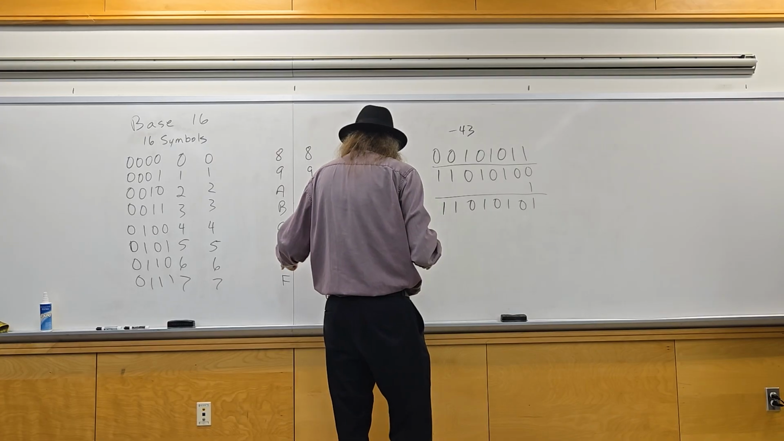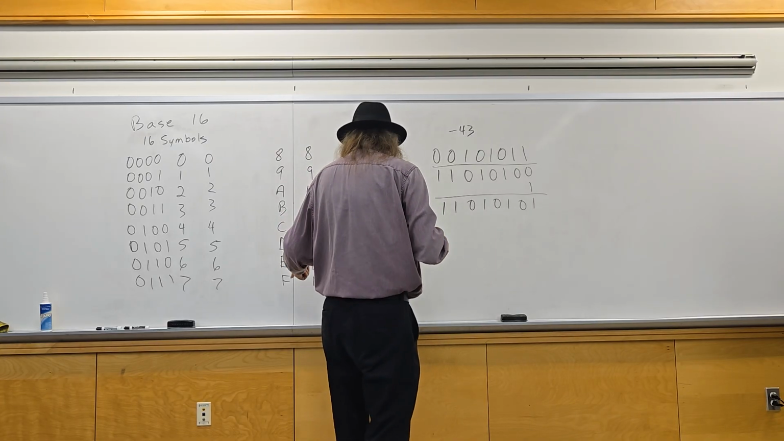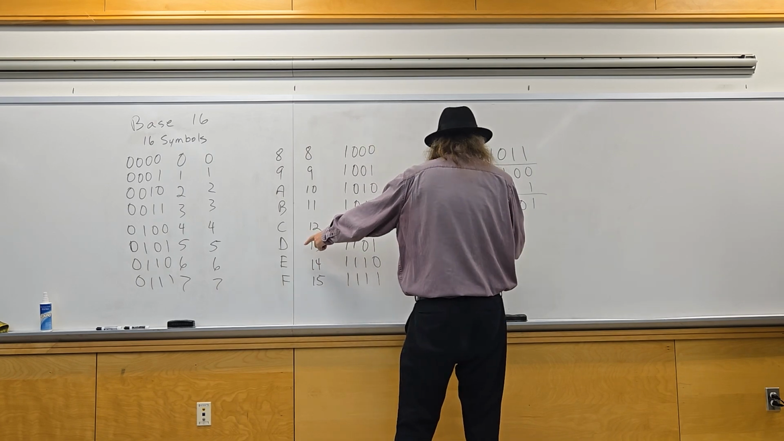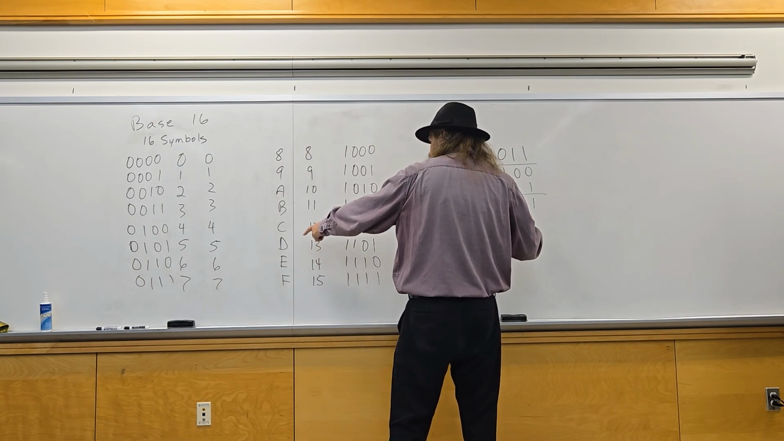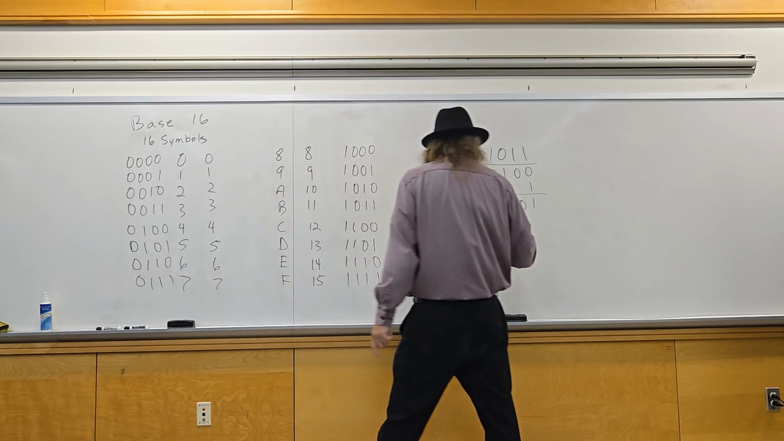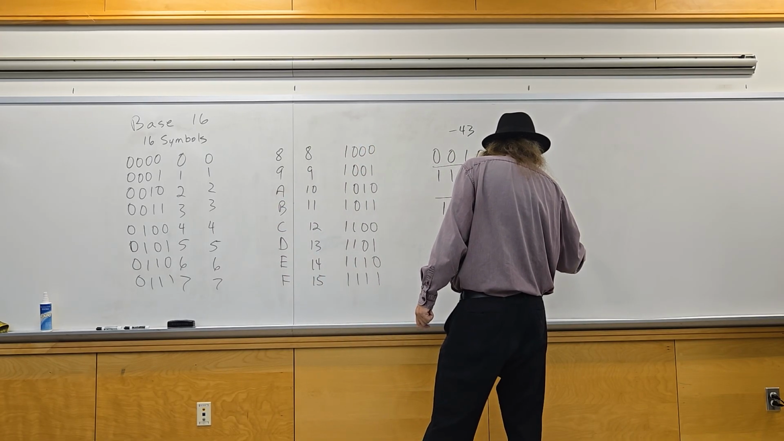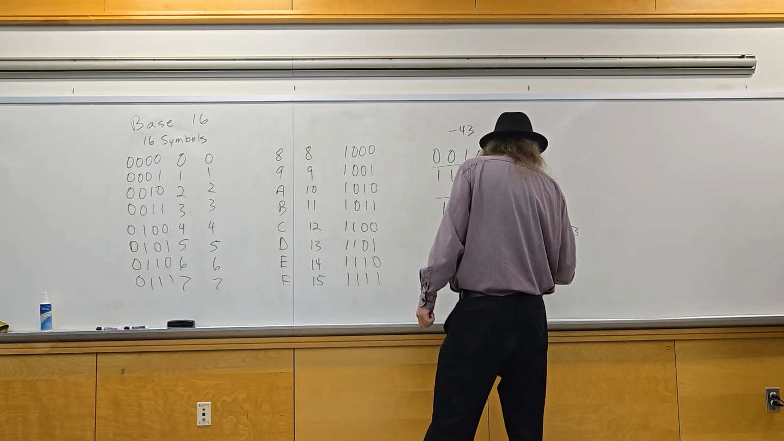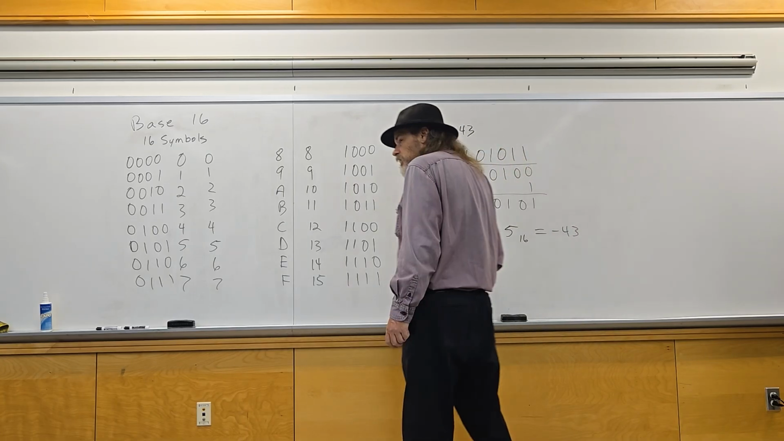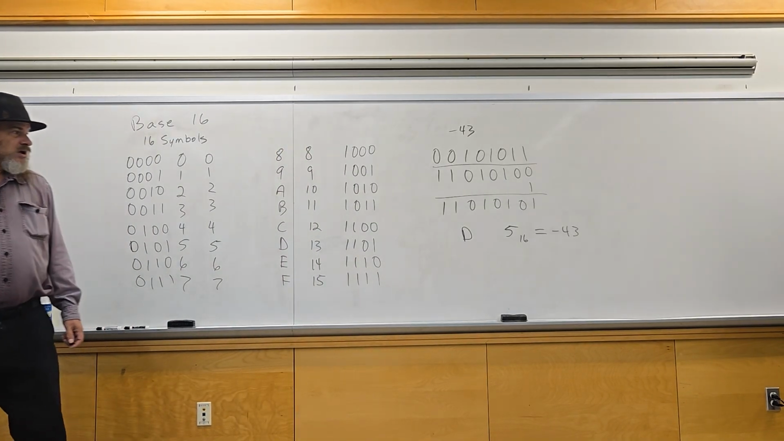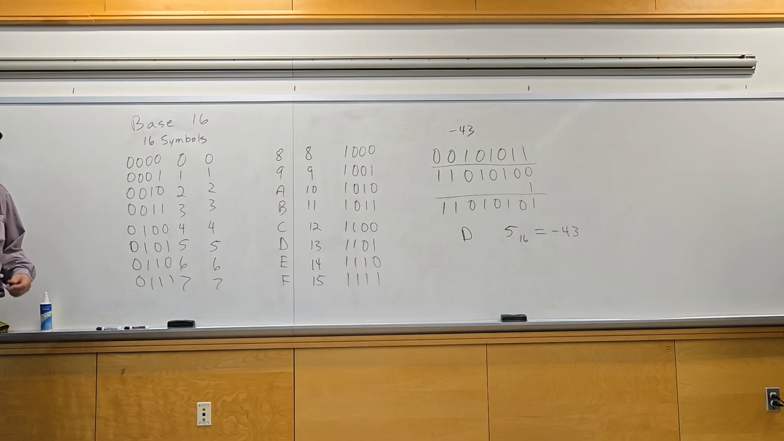And then convert it to hexadecimal. So 1101 is D, and 0101 is 5. D5 is minus 43 in hexadecimal.